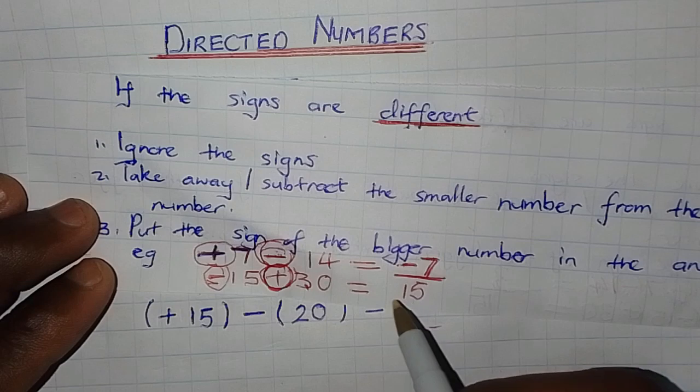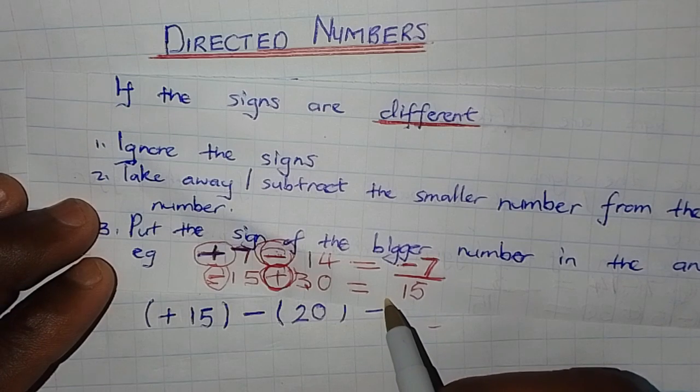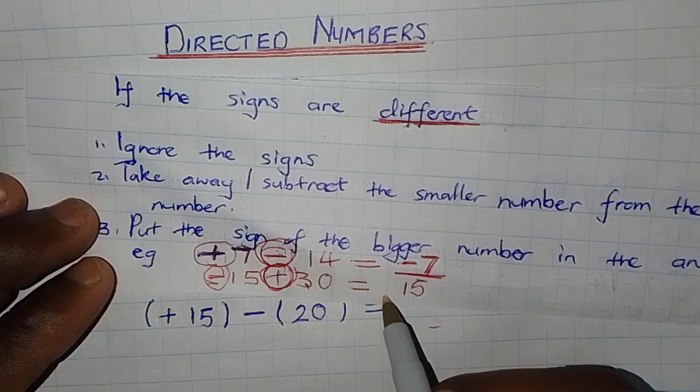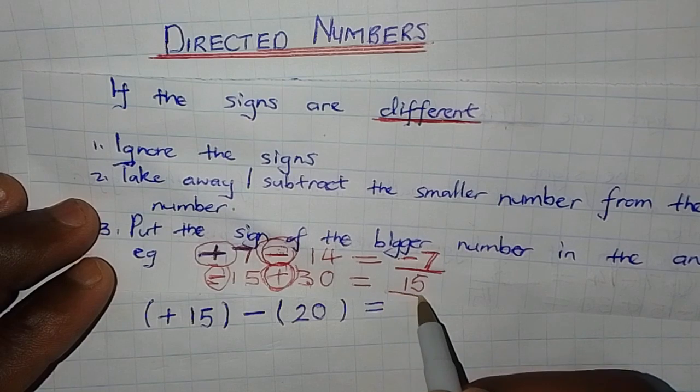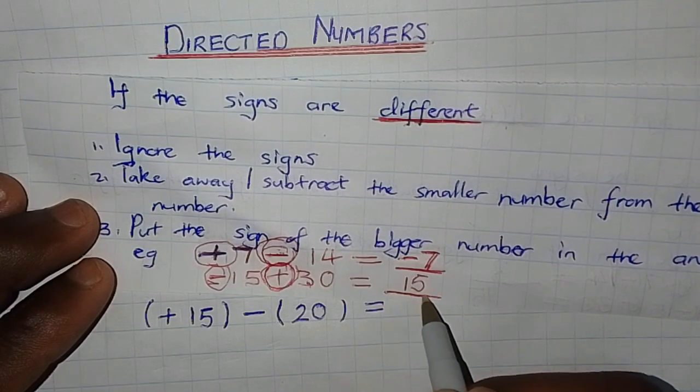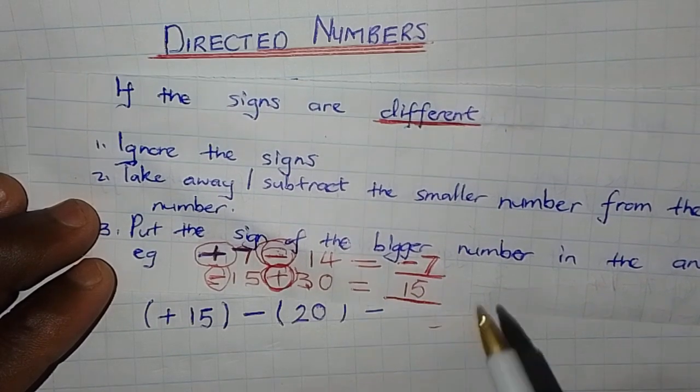Oh, we can simply leave it as 15, which is much neat. Should I say neat or clean? I don't know. Which is 15. 15 is the answer here.